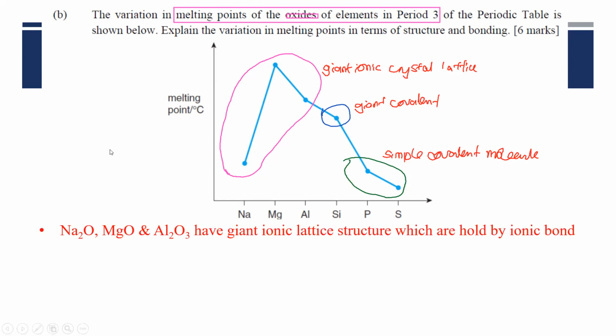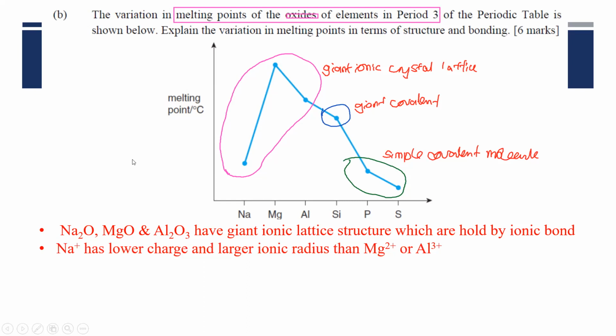Here you have to mention that Na2O, MgO, and Al2O3 have a giant ionic lattice structure held by ionic bonds. Why does the trend look like this? You also have to explain. Sodium ion has a lower charge and larger ionic radius than magnesium and aluminium, which is why it has the lowest melting point. Whereas the aluminium ion has a high charge density and high covalent character, so aluminium oxide has a slightly lower melting point compared to magnesium oxide.